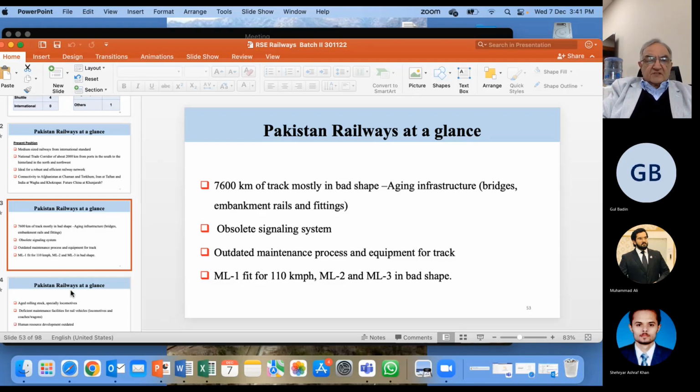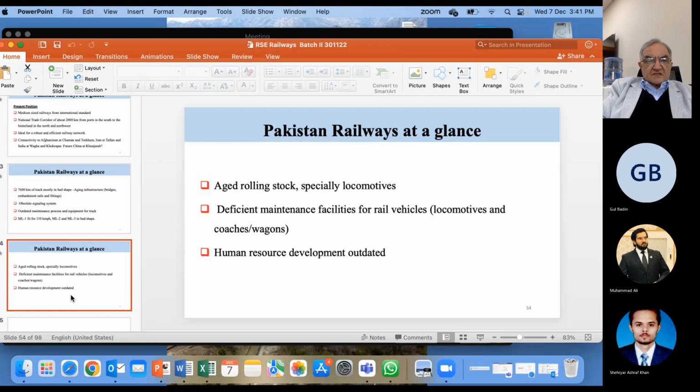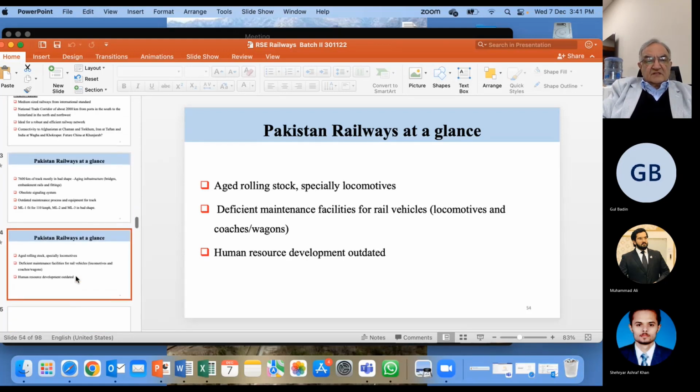So I think I will stop here, or maybe this slide I will cover and then I will stop. Then, as we talked, rolling stock, mostly locomotives, have outlived their lives and are not properly maintained. Some of the locomotives, the Chinese locomotives, 69 of them, have not even reached their productive life. They still have 10 to 11 years of productive life left.